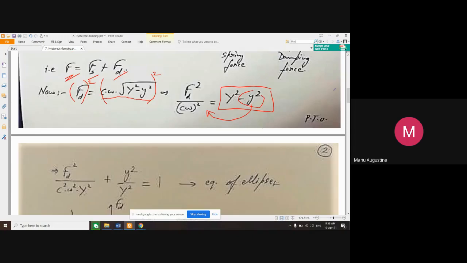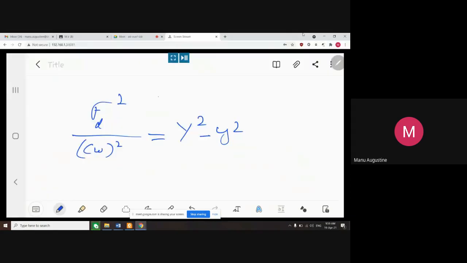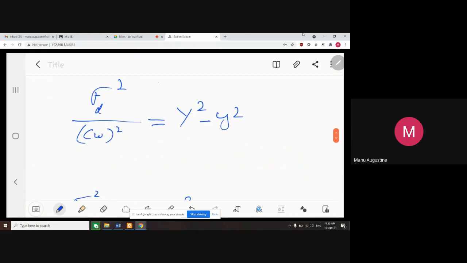Okay, initially what we had was this expression and we want to see how we are going to treat it. The expression is Fd square upon C omega whole square equal to capital Y square minus small y square. Okay, now let me show how this was obtained. This is the expression that we had right now. Now I bring this minus y square to the left hand side. So what happens is this becomes plus y square equal to capital Y square.